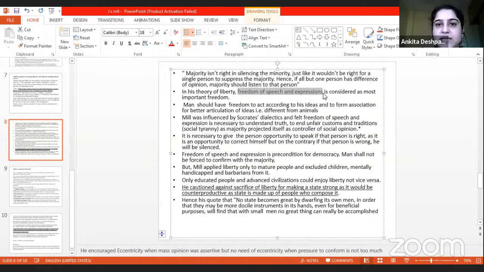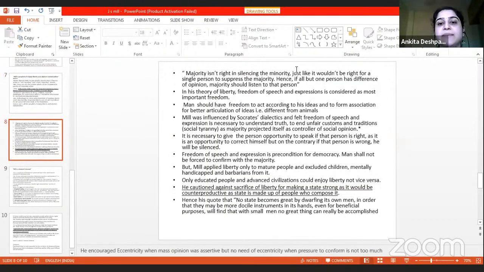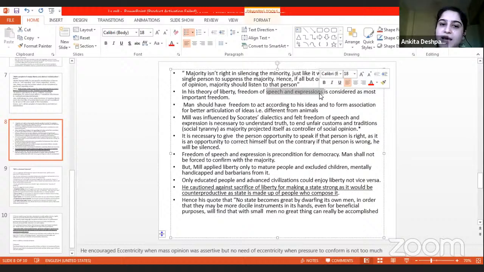The moment you write this, the person correcting your answer will understand that this person has understood J.S. Mill clearly. As I have told you, when you talk about Mill's liberty, you have to talk about self-regarding actions and other-regarding actions. They are related to your right of conduct, or liberty of conduct. While this quote, "majority isn't right in silencing minority," the word silencing is talking about liberty of speech and expression. And the same answer, whatever I've written in the slide, is enough. That will cover your answer for it.